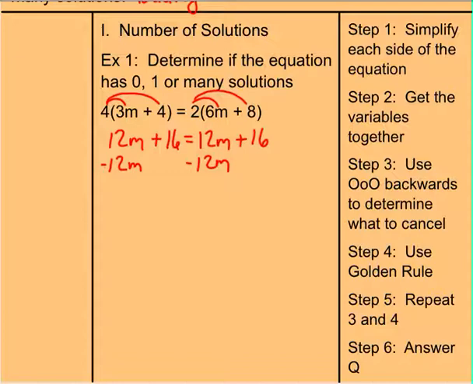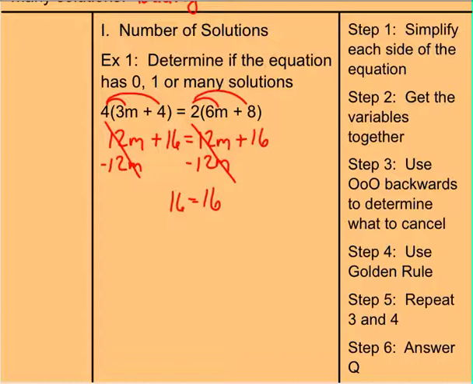What I'm going to do next is, on the left-hand side, I subtracted 12m to cancel my positive 12m. On the right-hand side, my 12m cancels with my negative 12m. I'm left with 16 equals 16. All right, well, my variable disappeared. I have no step 3. There's no variable left to solve for. So I don't have to use the golden rule. I don't have to repeat. So I'm on to step 6 right now.